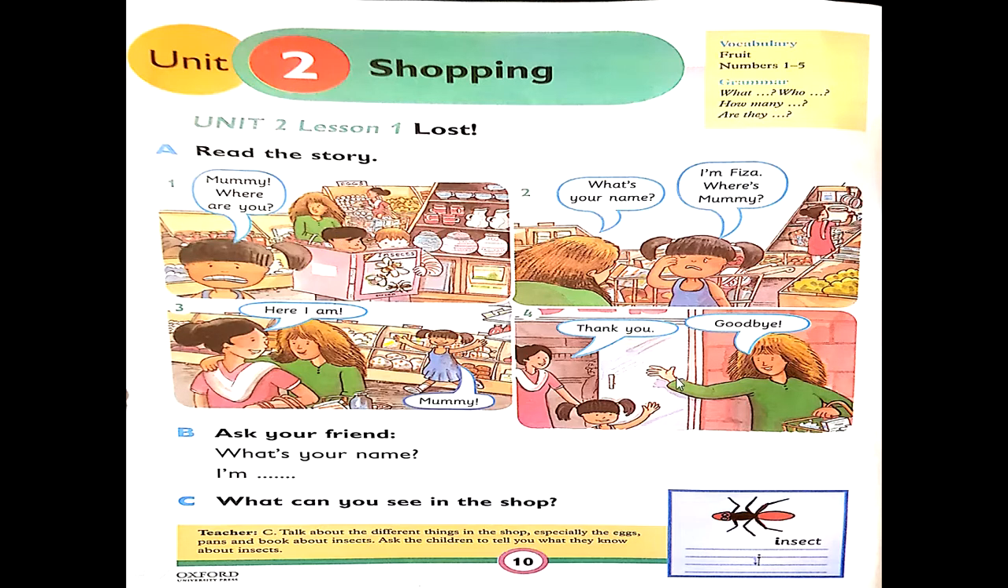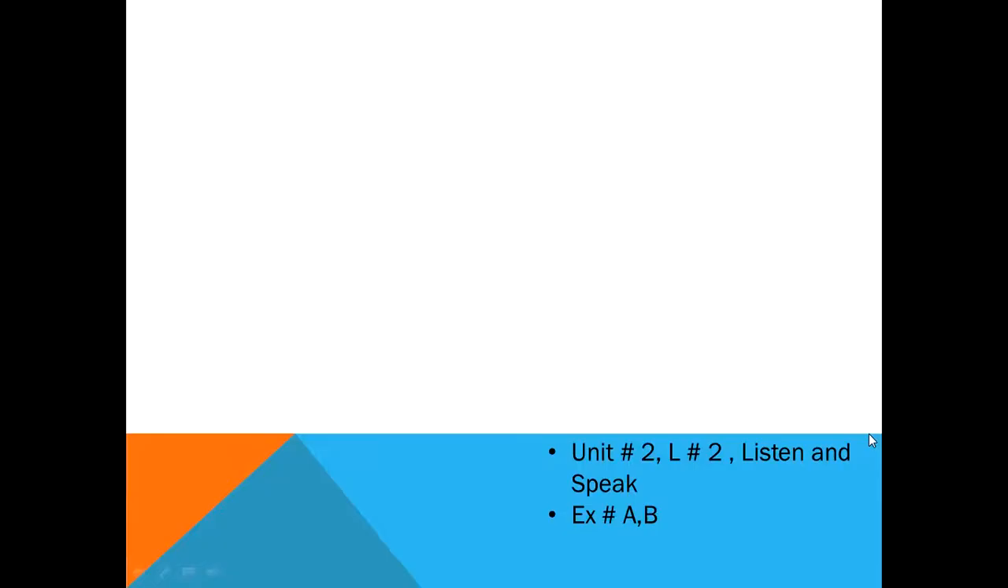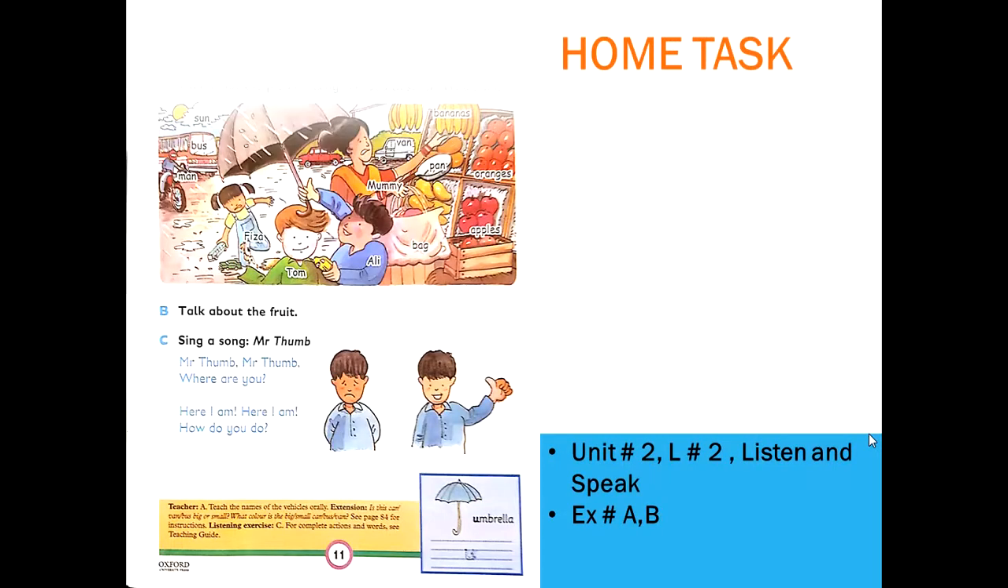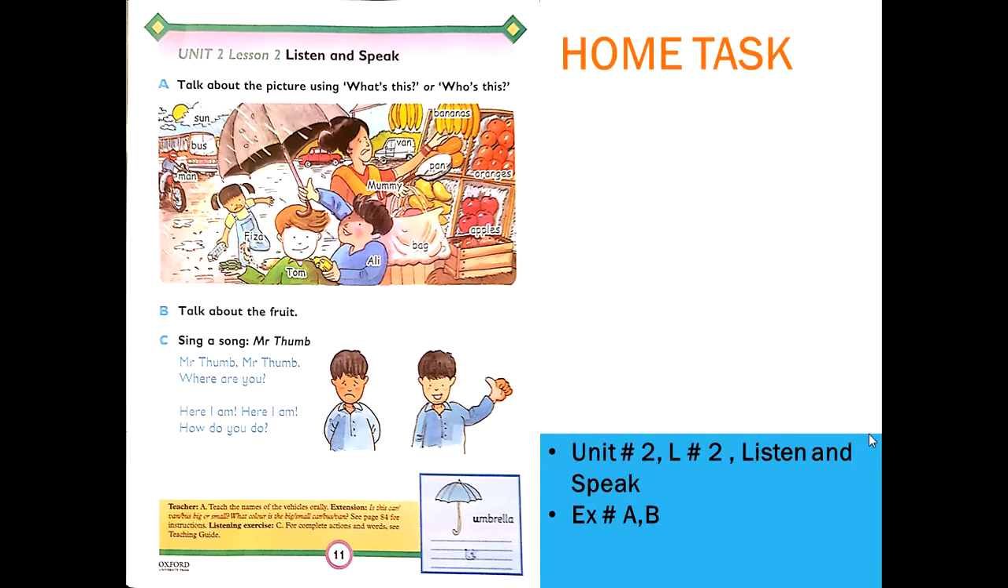Alright, now it's time for homework. The homework is that you have to talk about the picture using what's this or who's this. It's on unit number 2, lesson number 2, listen and speak, exercise A and B, and page number 11. You are not supposed to send it to me, but you are supposed to do it definitely.